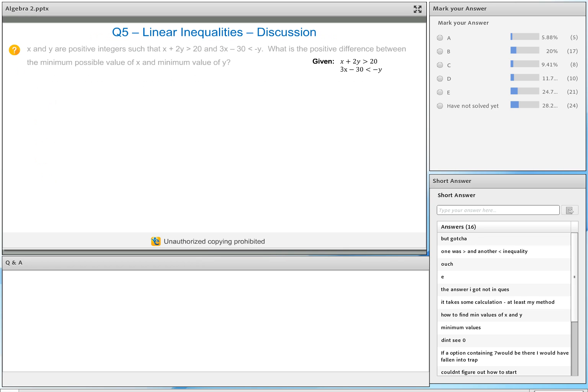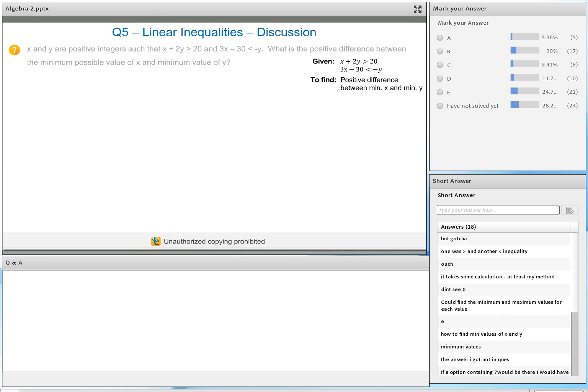What we have been given is a system of linear inequalities, and very rightly observed, one is a greater than sign, the other is a less than sign. What we need to find is the positive difference between the minimum value of x and the minimum value of y. Positive difference all means is that you take the difference of the terms and figure out what the positive difference is. So essentially you multiply it by a negative sign there, right? Now what's the constraint given to us? x and y are positive integers. That's a very important constraint.